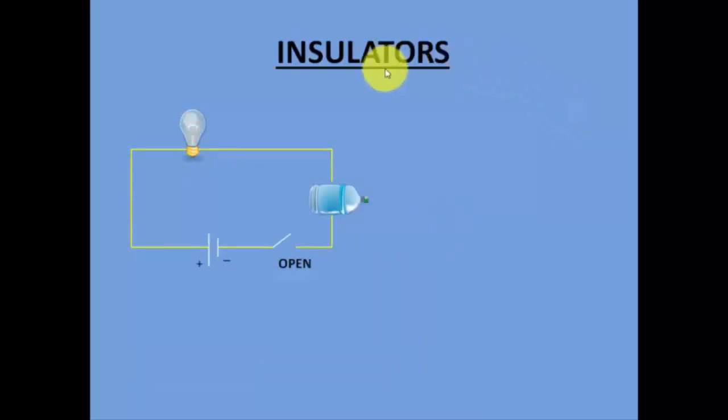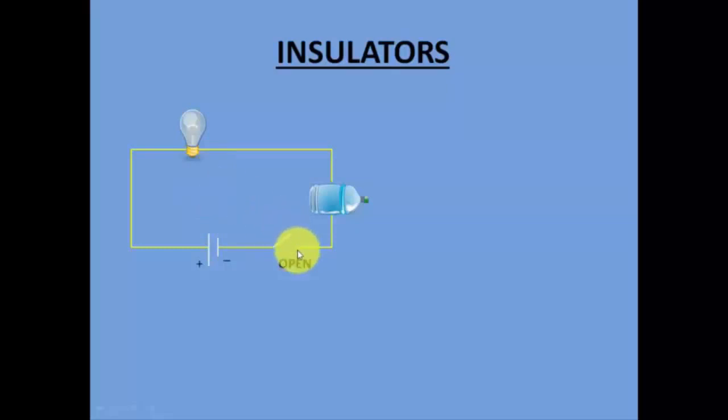An insulator should be an object which will not allow the electricity to pass through it. So instead of taking a metal drum, in this case I have taken a plastic bottle. Again, this is a battery, this is my key which I will switch on and off, or open and close, and again this is a bulb, just to confirm whether the circuit is complete or not. If the circuit is not complete, the bulb will not glow. If the circuit is complete, then the bulb will glow.